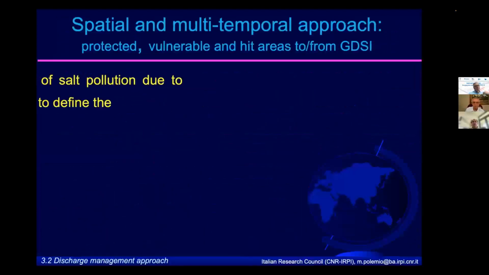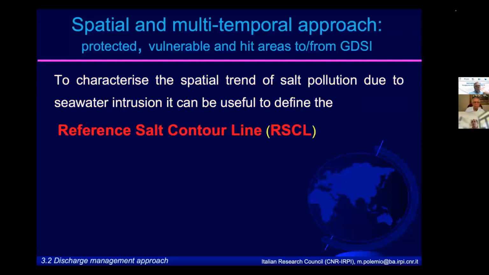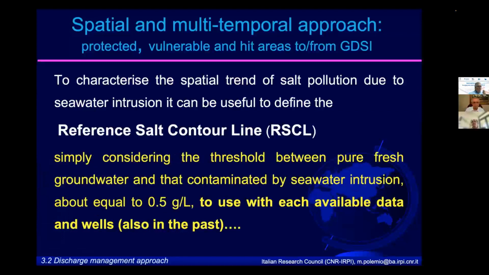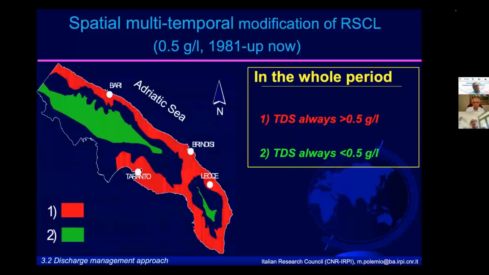After that, we used our historical data set to observe the movement of the saline content of the reference contour line, 0.5 grams per liter, over time. And so we obtain a map in which, in the green area, the TDS or the salinity was always less than the threshold. So this is the area in which we never observe the effect of seawater. The vulnerability is negligible or very low.